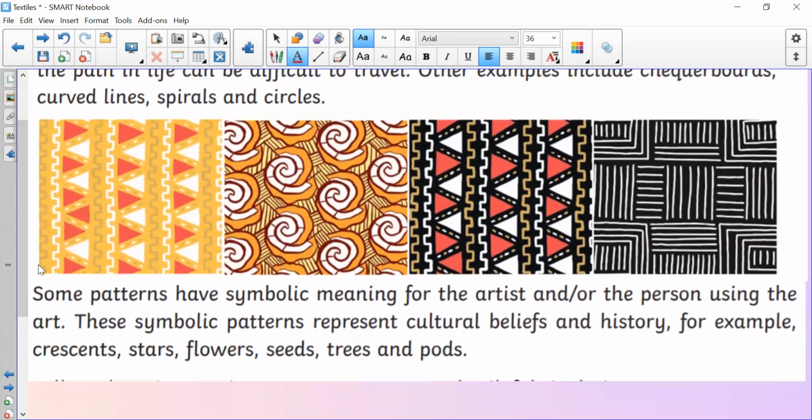Some patterns have symbolic meaning for the artist and the person using the art. These symbolic patterns represent cultural beliefs and history. For example, crescents, stars, flowered seeds, trees, and pods. Okay, so they are all things from the natural world.